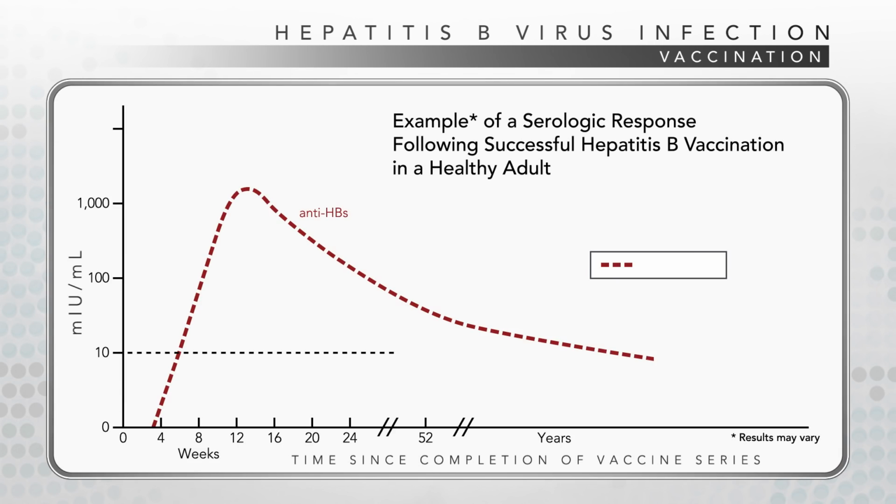A serologic test result of anti-HBs positive alone indicates immunity following vaccination with at least 3 doses of hepatitis B vaccine. Without repeated exposure to HBV, antibody levels will naturally decline over time. But immunity is likely maintained even if levels decline below 10 milli-international units per milliliter.